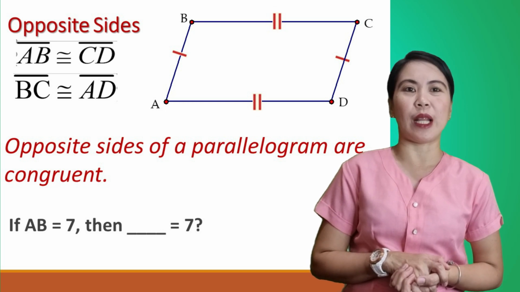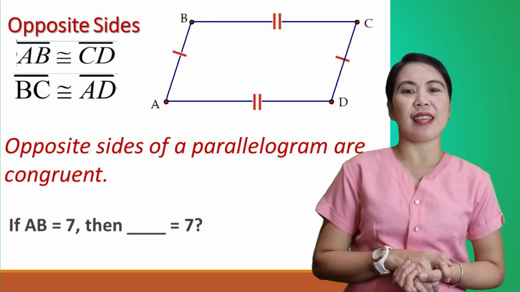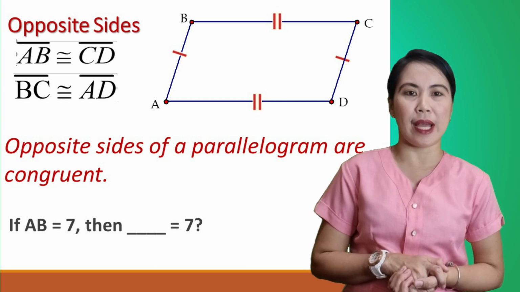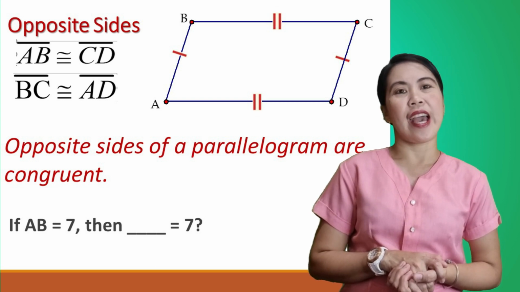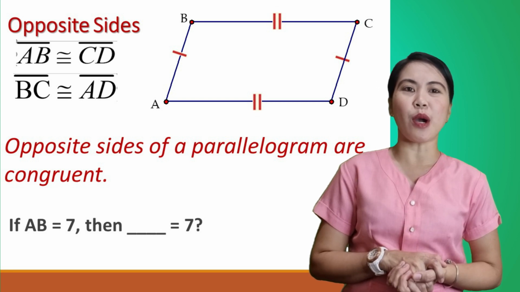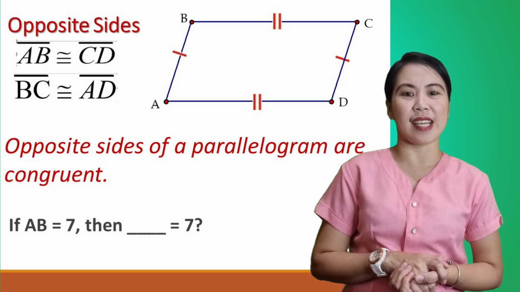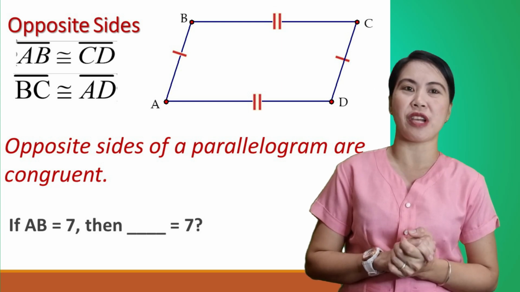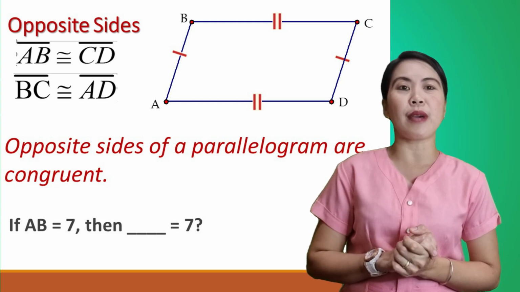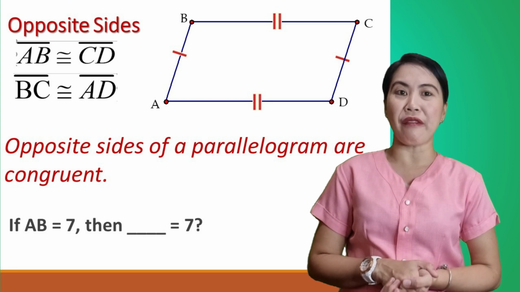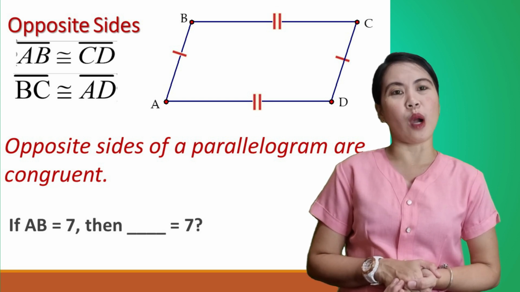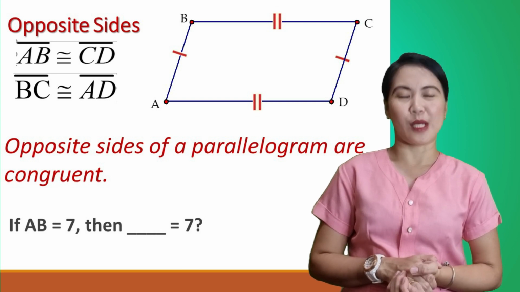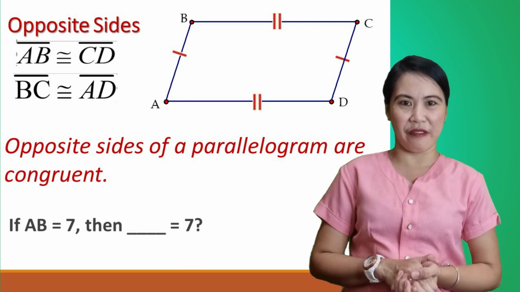Looking at this parallelogram, we can say that segment AB is congruent to segment CD, and segment BC is congruent to segment AD. Now, let us apply that concept or that theorem. If segment AB is equal to 7, how long is segment CD? So that is correct. 7.